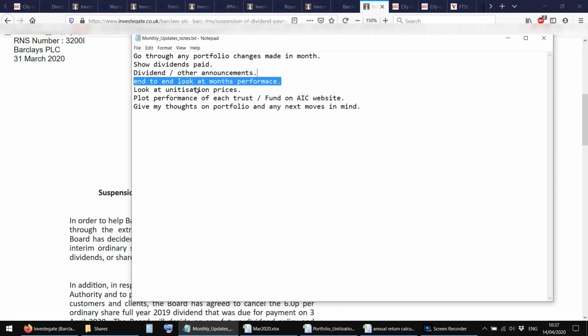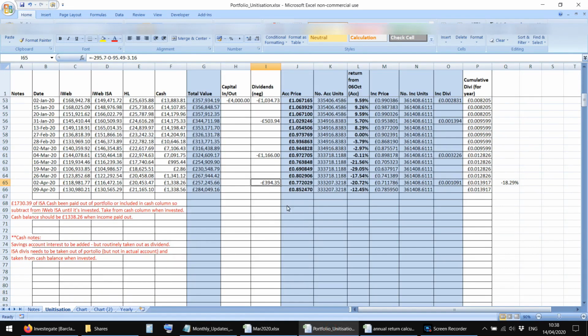Now let's look at the month's performance. As we can see from the unitisation spreadsheet, I've gone from the 2nd of March to the 2nd of April, and my accumulation unit is down 18.29%, which isn't great, but there's bound to be times like this.